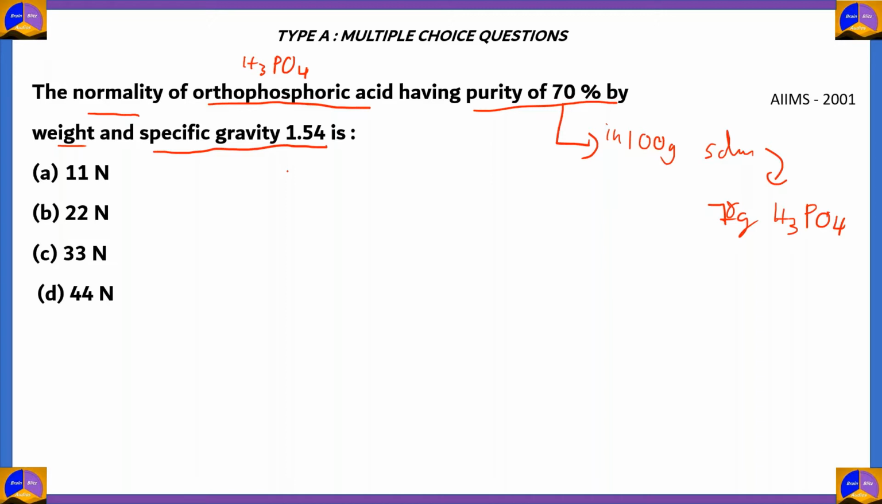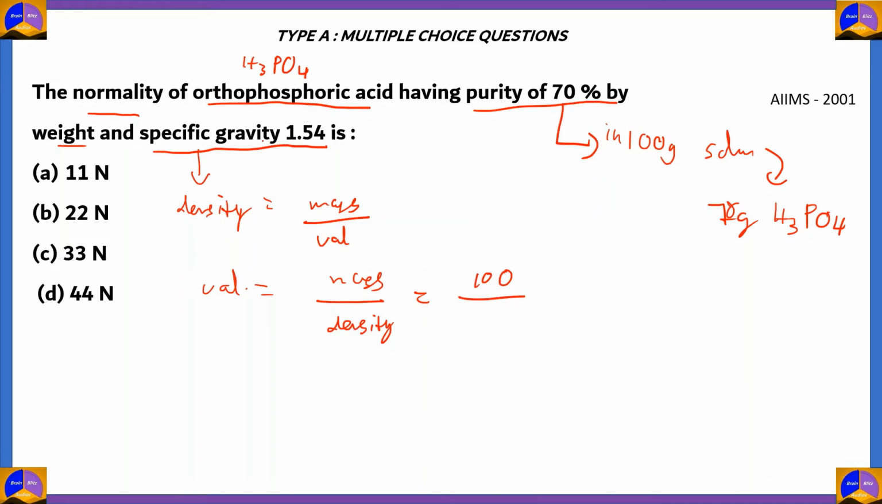And specific gravity refers to density, which again is mass by volume. So volume of the solution will be equal to mass by density, which is the mass of the solution is 100, and our density, which is also specific gravity, is 1.54. So yet again, we'll have to do the division, 100 by 1.54.